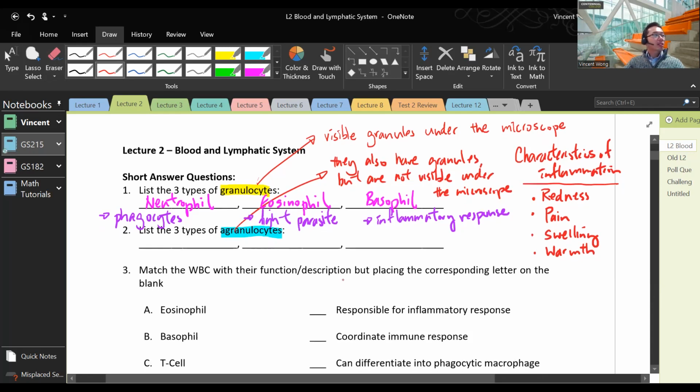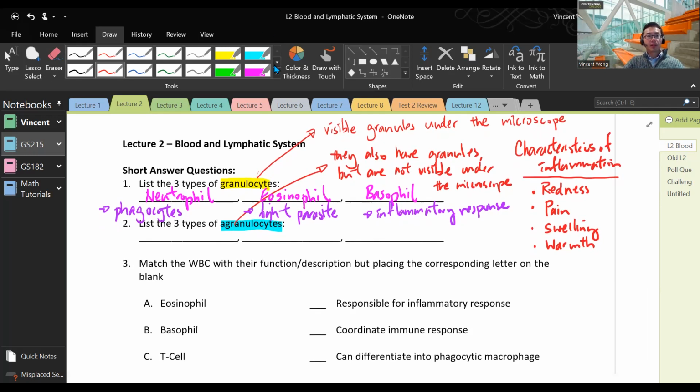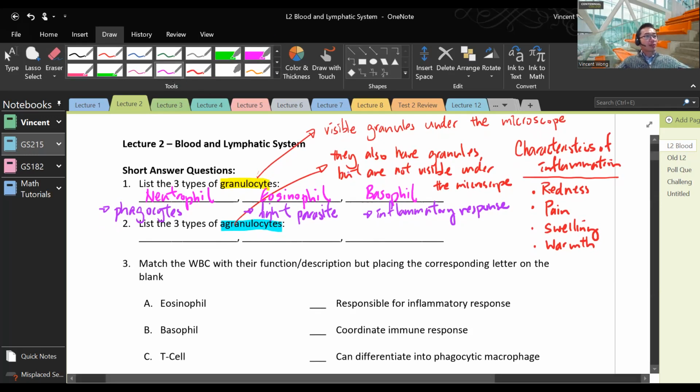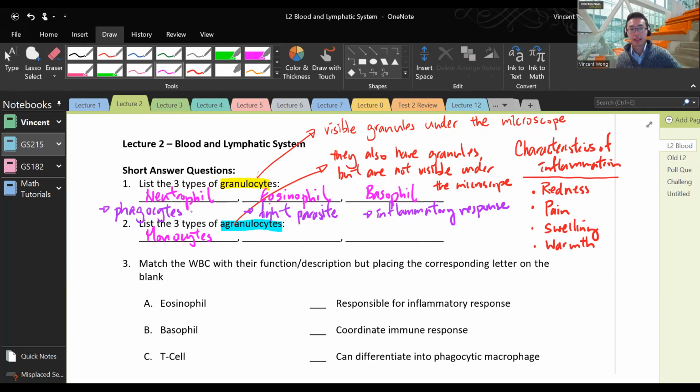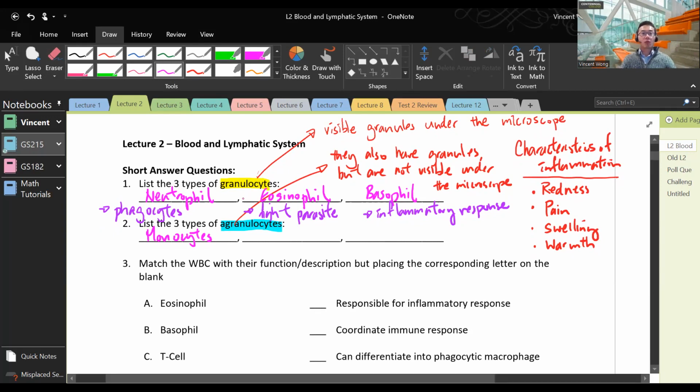Three types of agranulocytes. Anybody want to help me out here? Yeah, thank you. We have the monocytes, which are kind of the inactive cells. They just patrol around the body, checking here and there to see if there's anything wrong. And if they detect something is wrong, they will transform and change into macrophages. It's a one-way transformation.